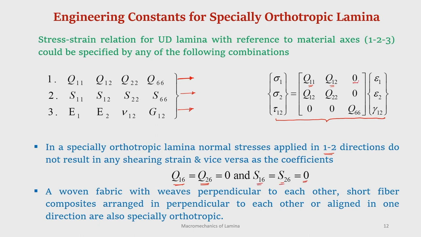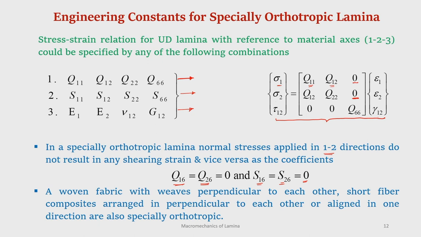Had they not been 0, there would have been a relation between sigma 1 and gamma 1,2 and vice versa. Suppose this is not 0, then there would have been a relation between sigma 2 and gamma 1,2. Now, because Q16 and Q26 are 0, and similarly S16 and S26 are 0, therefore there is no shear extension coupling in a specially orthotropic lamina.